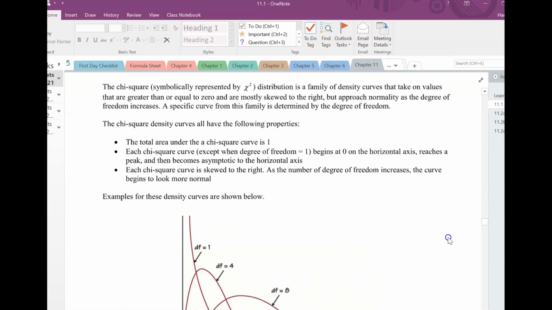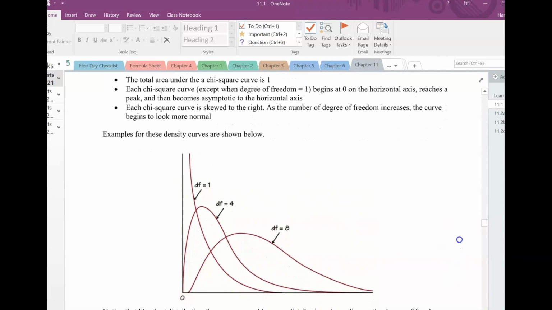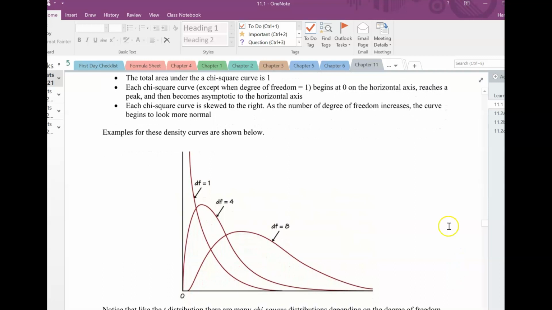There are some examples down here. As the number of degrees of freedom increases, the curve begins to look more normal. So you can see here degrees of freedom of 1, degrees of freedom of 4. The peak is moving further to the right. Degrees of freedom is equal to 8. Here you can see that they approach the horizontal axis.